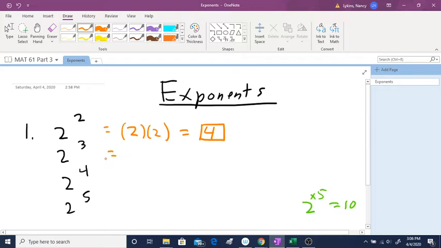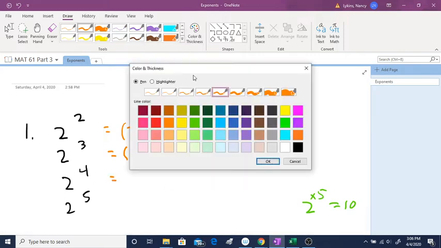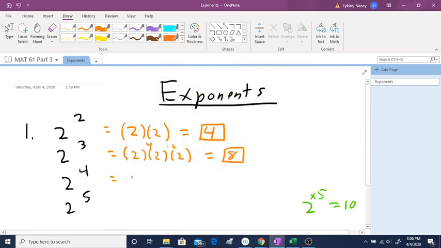Now take a look at 2 to the third power. That means I'm multiplying 2 3 times. 2 times 2 times 2. So 2 times 2 right here is 4. 4 times 2 is 8. Now 2 to the fourth power. That would be 2 times 2 times 2 times 2. So 2 times 2 is 4. This other 2 times 2 is 4. So 4 times 4 is 16.